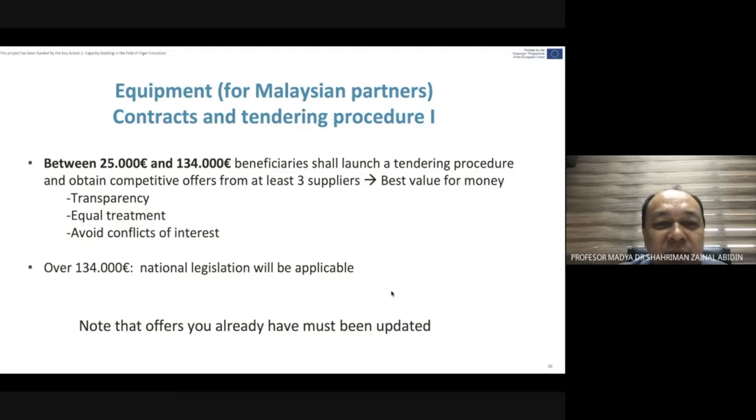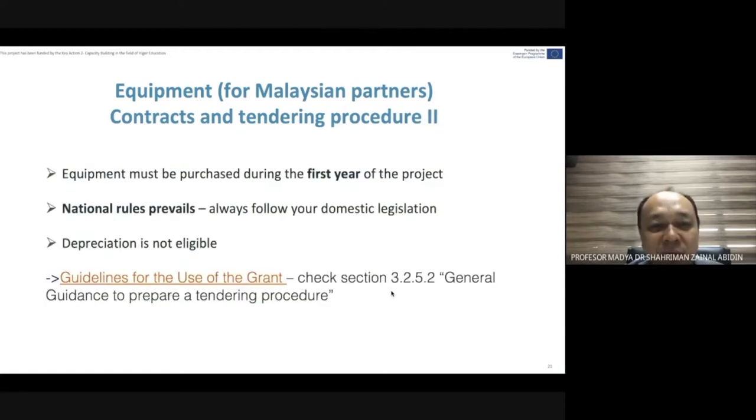So note that the offer you have must be updated. Meaning we have to know. And then for equipment for the Malaysian partner, contract and tendering procedure, the equipment must be purchased during the first year. Meaning in the first year we have to buy. The problem is if we want to do an open tendering procedure, for UITM, we need to have the money in the account. But according to the partnership agreement, they will give the money in stages.